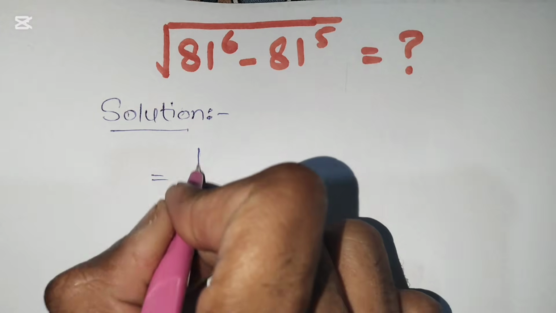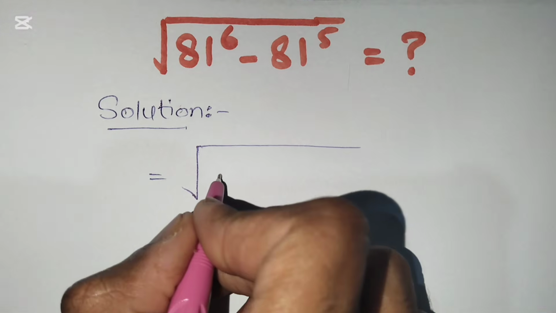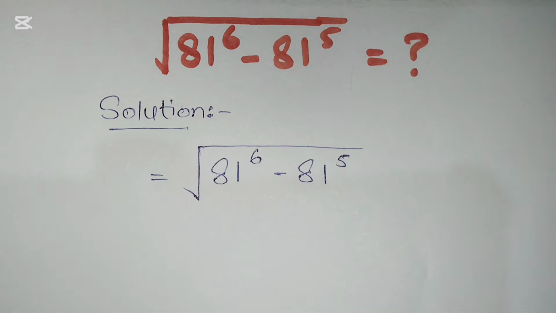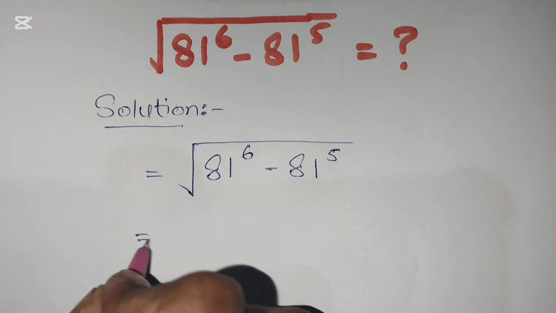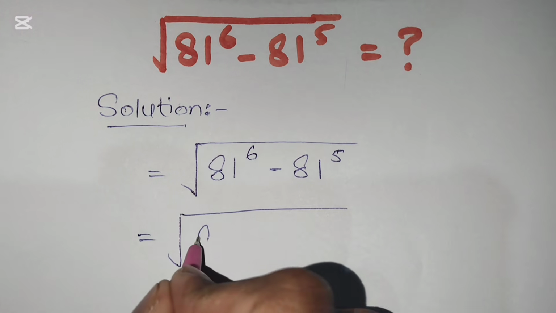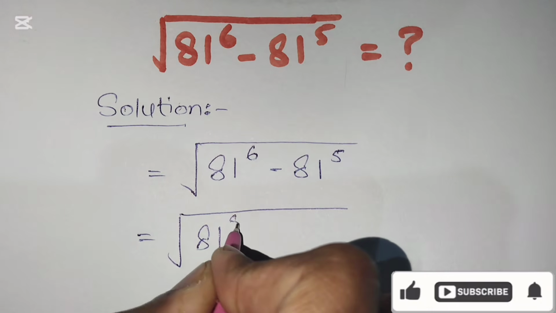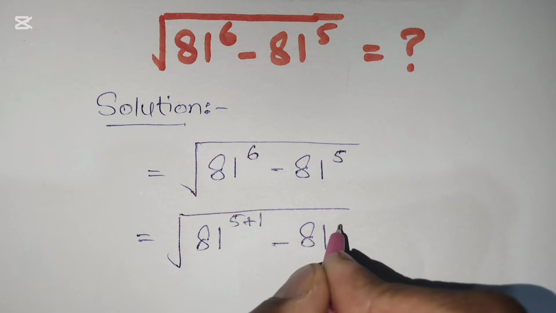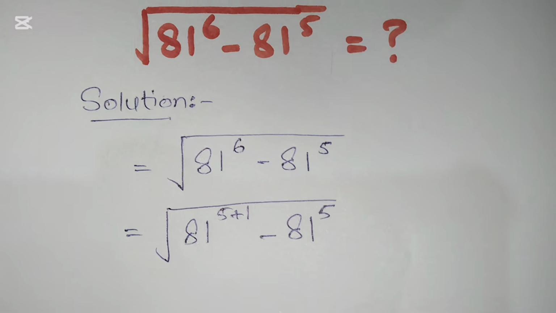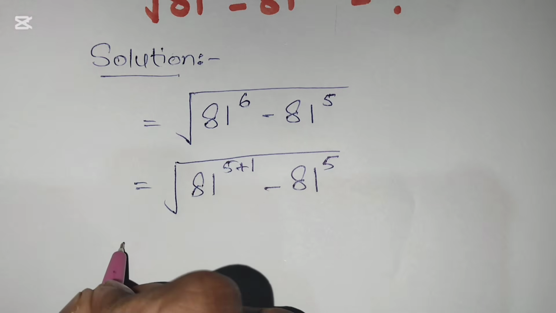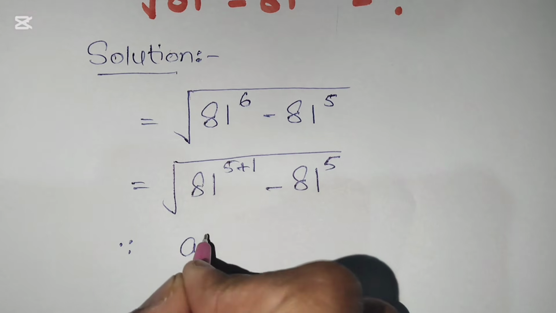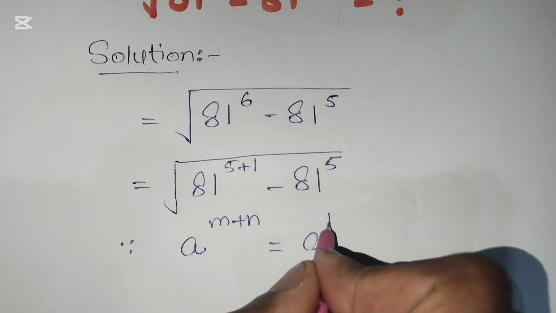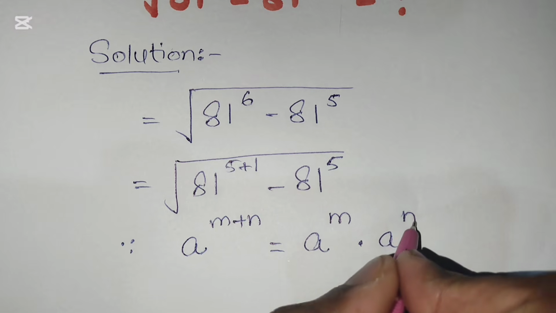We have the equation square root of 81 power 6 minus 81 power 5. Now we can write this power 6 as 5 plus 1, and minus 81 power 5 as it is. We know that a raised to the power m plus n can be written as a power m times a power n.